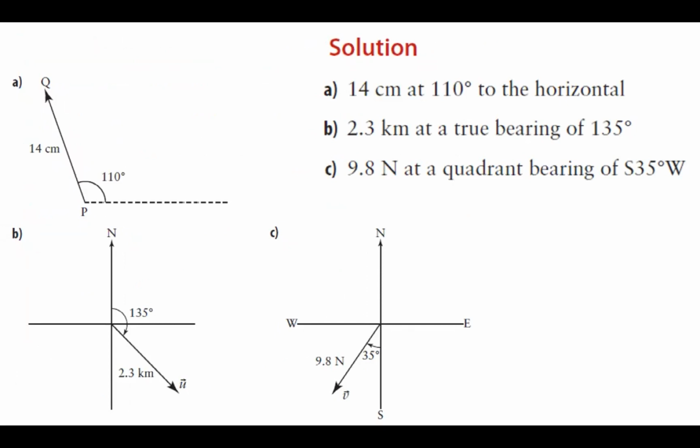And in question B, this vector can be expressed as 2.3 kilometers. That's the magnitude, right? 2.3 kilometers at a true bearing of 135 degrees. Or you can also say 2.3 kilometers at a bearing of 135 degrees. Remember, when you don't say true bearing, the bearing by default means true bearing, okay?